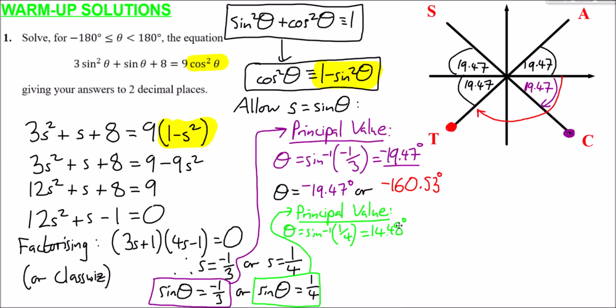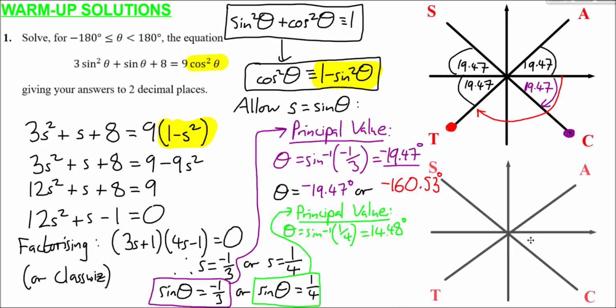We need a second CAST diagram for this one, so here's one I made earlier. So there we have it. What in fact I've done, I've written this 160.53 a bit too close to the CAST diagram. There we go. So a quarter is a positive value. So we're looking at where sine theta is a positive value, which is in the A, where they're all positive. I've got that one already, 14.48, is that there. And so the magnitude of all these acute angles in between these diagonal lines and the axes will be 14.48.